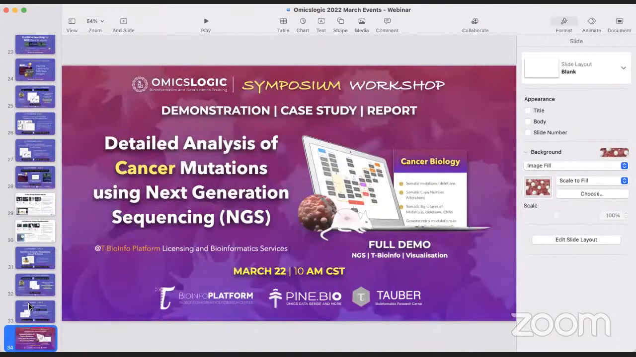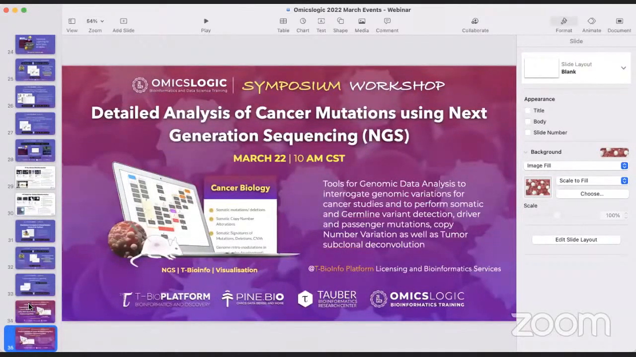And followed by that, March 22nd, we have the cancer mutation genomic session, where we will be looking at the tools for genomic data analysis to interrogate genomic variations for cancer studies, and to look at the somatic and germline variant detection, driver and passenger mutations, copy number variation, as well as subclonal deconvolution.